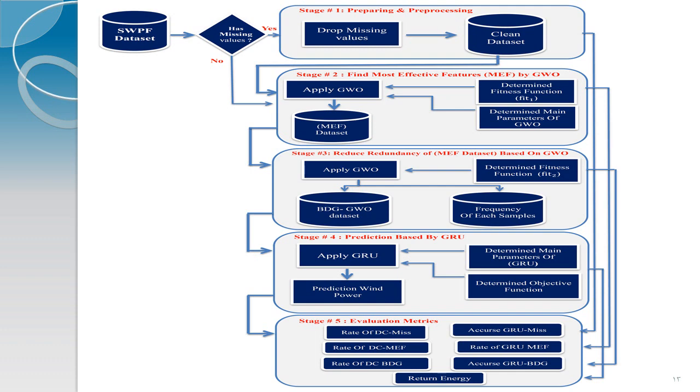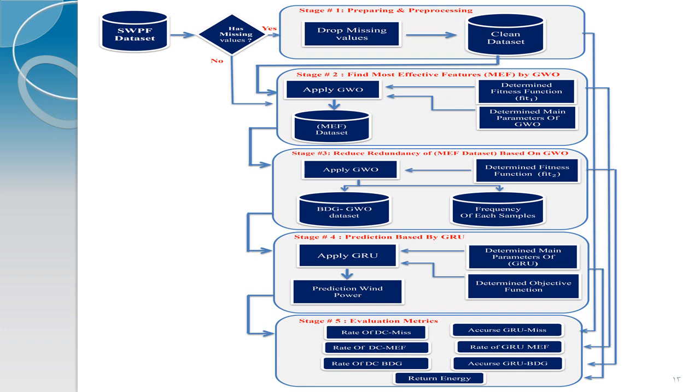The second stage is finding the most effective features by the Grey Wolf optimization algorithm, in which the data resulting from the first stage, or the original data if it doesn't contain missing values, is entered, and the Grey Wolf optimization algorithm is applied to it after specifying the fitness function and main parameters of the algorithm. The resulting data will be stored in a buffer and called the most effective feature dataset.